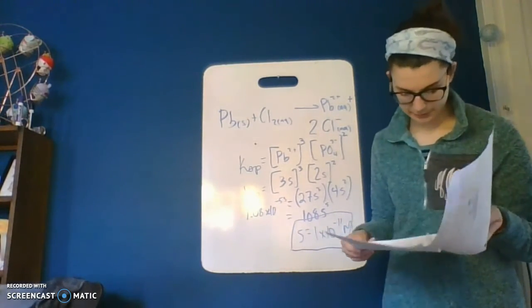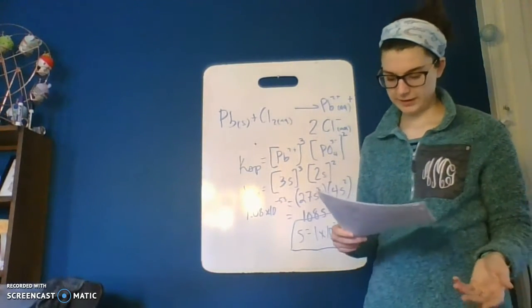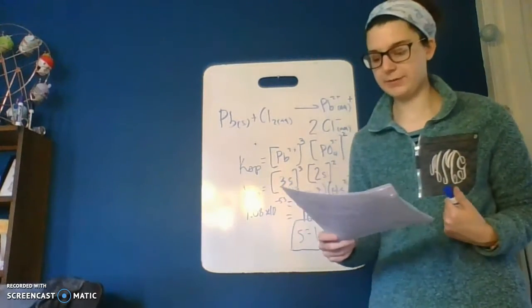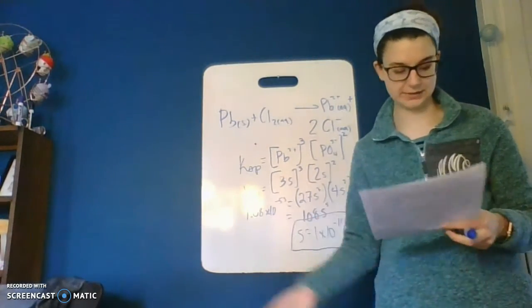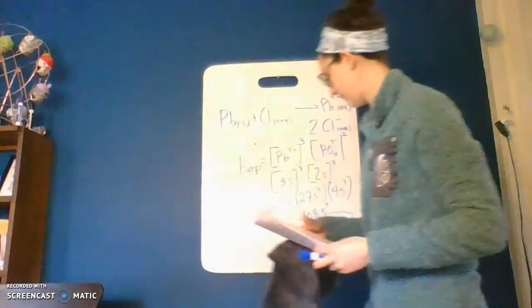Then we have part E. We want to solve for a Q value given the concentrations of lead and phosphate ions that they provide. And we want to know if the concentration of lead ions would increase, decrease, or remain the same based on this value.